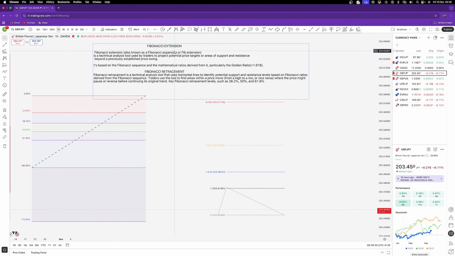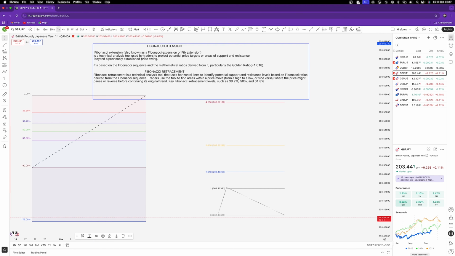Now, what is Fibonacci extension? Fibonacci extension, also known as Fibonacci expansion, is a technical analysis tool used by traders to project potential price targets or areas of support and resistance beyond a previously established price swing. It's based on the Fibonacci sequence and mathematical ratios derived from it, particularly the golden ratio 1.618.